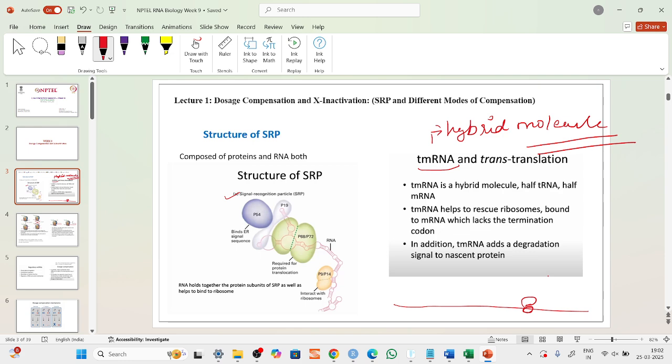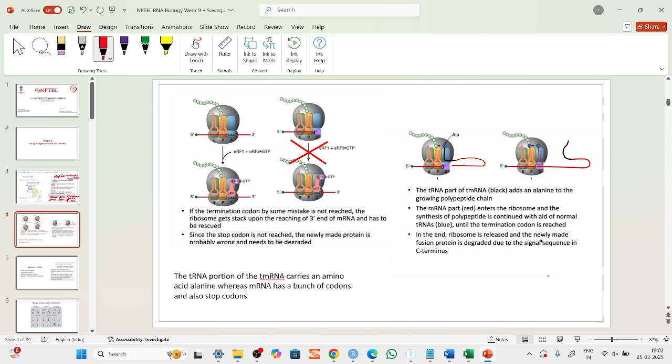So this tmRNA will help to detach the ribosome from the mRNA. This is why it is called tmRNA: T for tRNA, M for mRNA. Here is the mechanism of how the tmRNA helps in this process. tmRNA has a tRNA portion and an mRNA portion, and that is the reason why it is known as tmRNA.